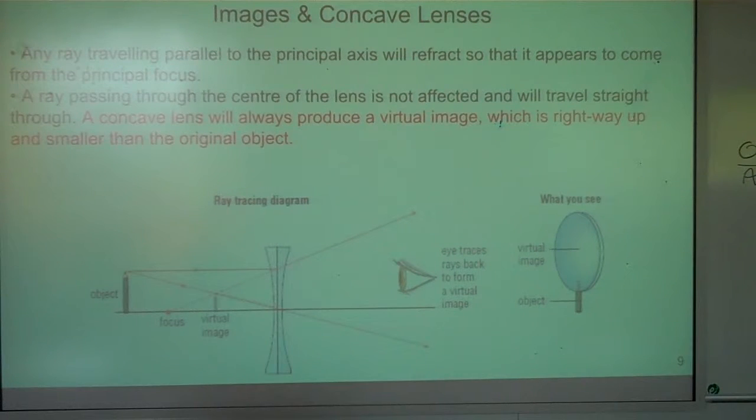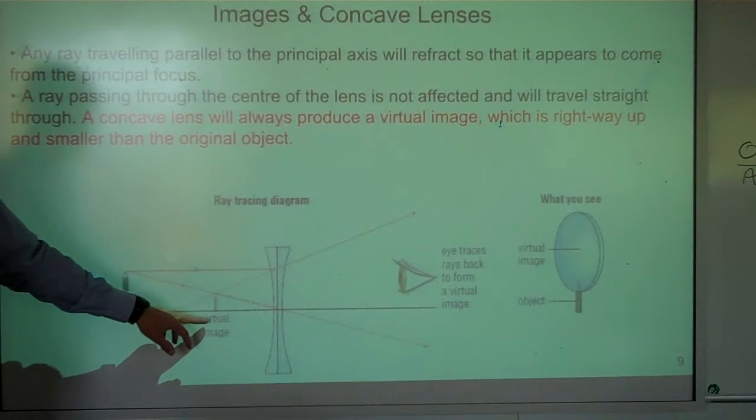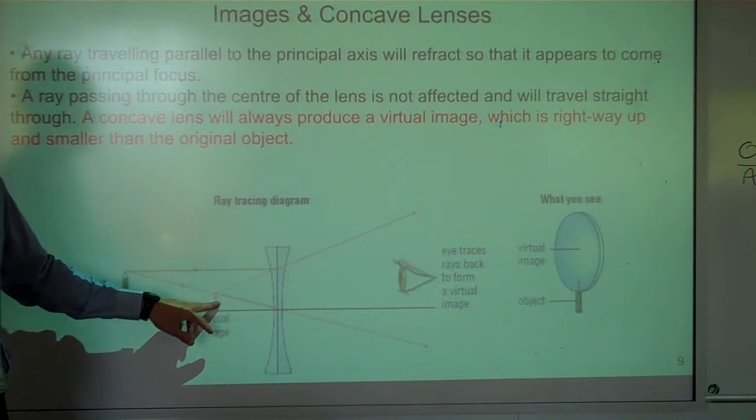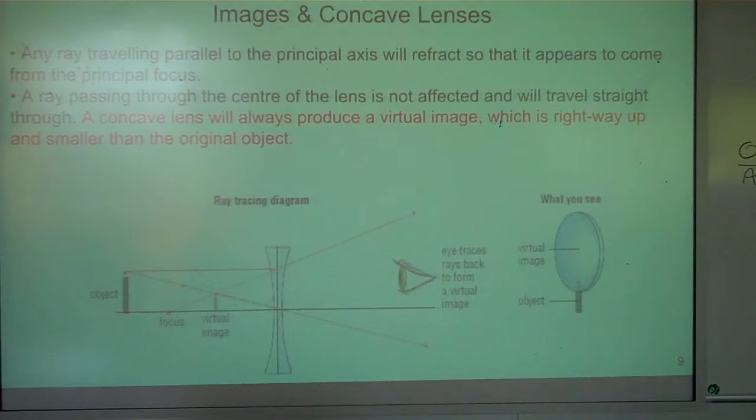Now, these ones here, for concave lenses, work in a different way. And so here is our object, and we generate a virtual image. So the object is outside the focus, the virtual image is significantly smaller and right way up. Any ray travelling parallel will refract so it appears to come from the focal point. The ray passing through the centre of the lens is not affected. A concave lens always produces a virtual image which is right way up and smaller than the original object. Which for us, probably thinking, well that's not particularly useful in terms of a lens, but of course they do have uses in the real world.